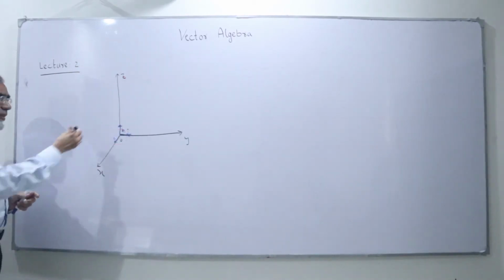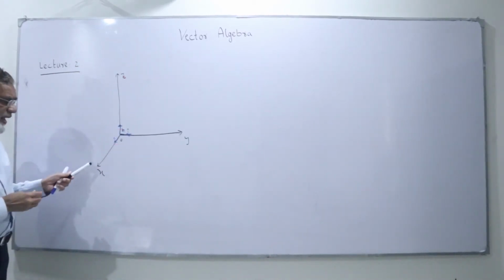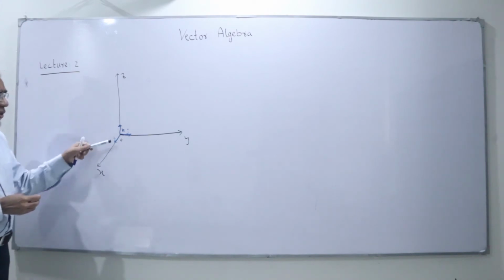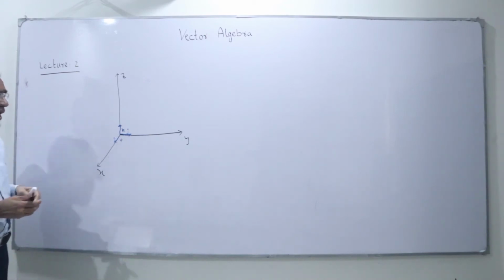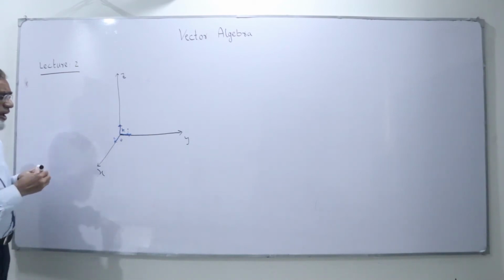So we're having this three-dimensional system. We're having the x-axis, y-axis, z-axis. We know the angle between them is 90. So the unit vectors are i, j, and k. i is the unit vector along the x-axis, j is the unit vector along the y-axis, and k is the unit vector along the z-axis.